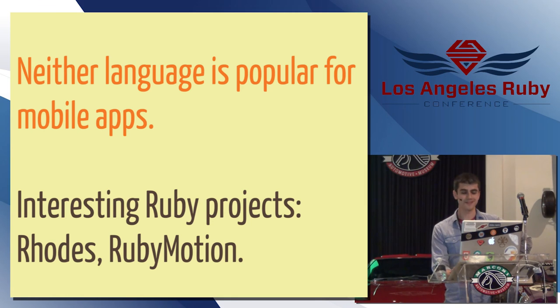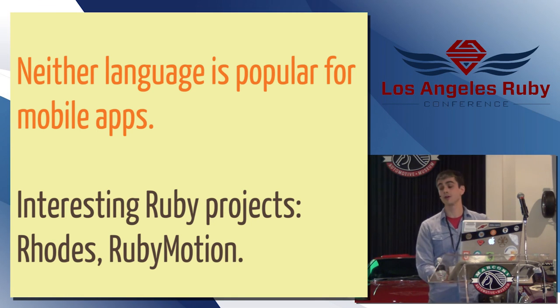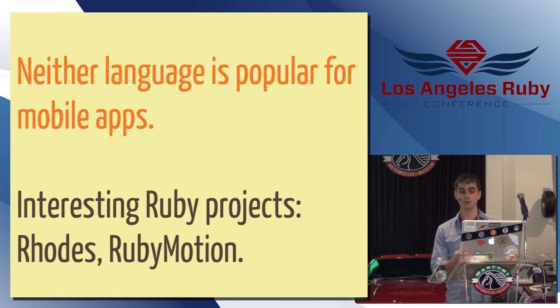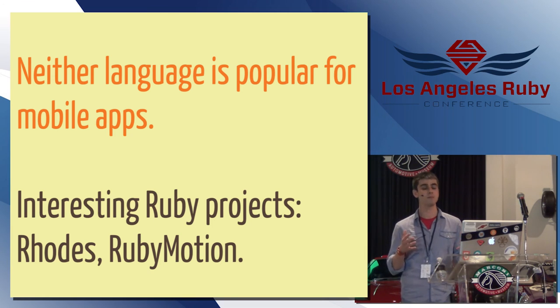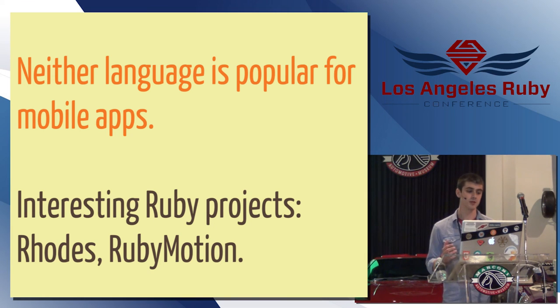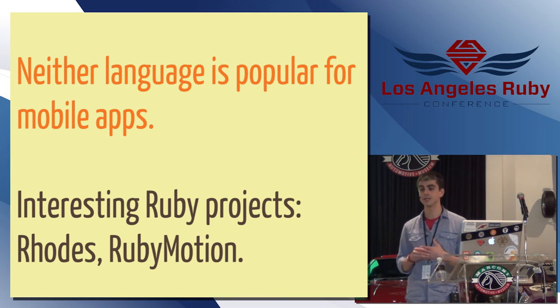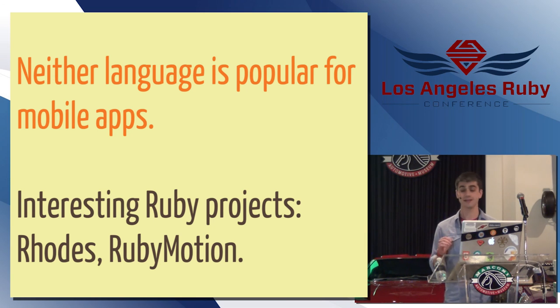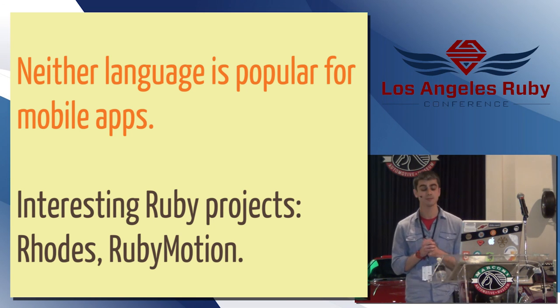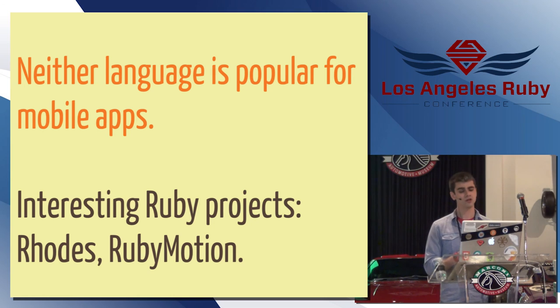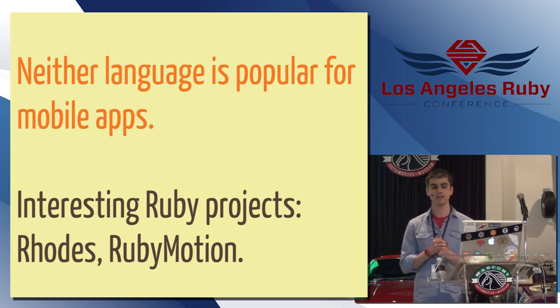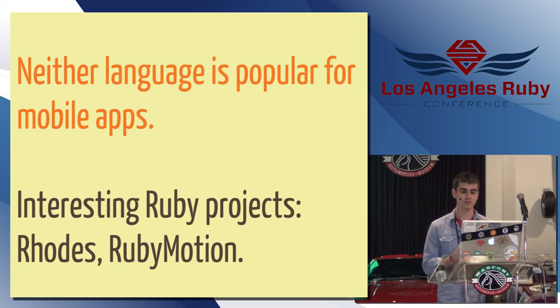Well, neither language is really that popular for mobile apps. But there are some pretty cool Ruby projects. There's Rhomobile Rhodes, which lets you use a Rails type of paradigm to make cross-platform mobile apps. There's RubyMotion, which has definitely been making the rounds at conferences lately. That's really cool for building iOS apps in Ruby as well. So I would say maybe Ruby is a little bit ahead here. But I wouldn't say that either language is hugely popular for mobile apps.